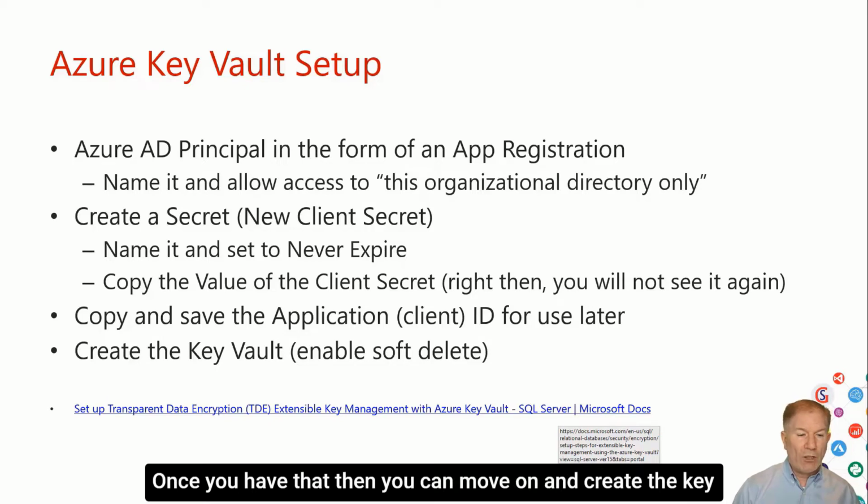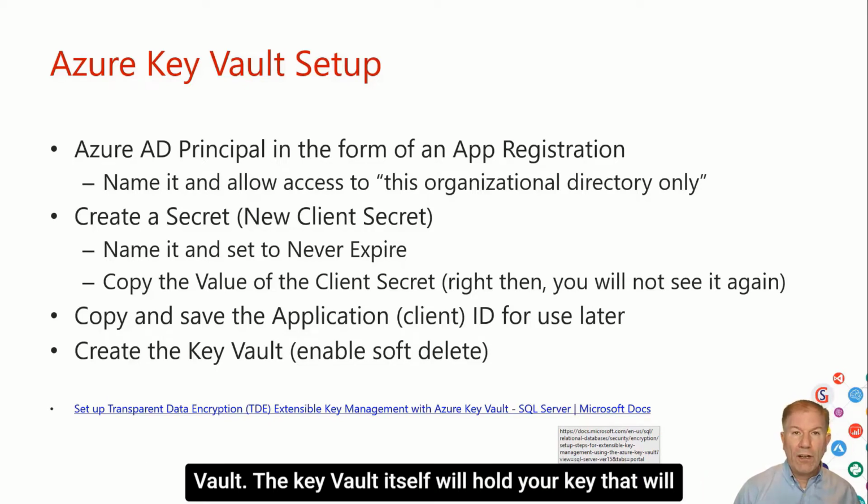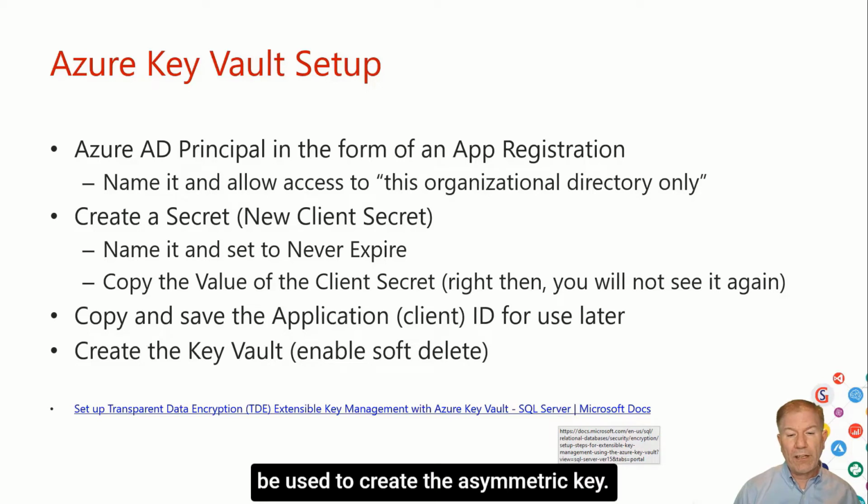Once you have that, then you can move on and create the Key Vault. The Key Vault itself will hold your key that will be used to create the asymmetric key.